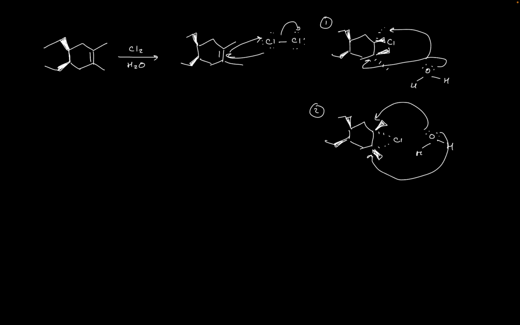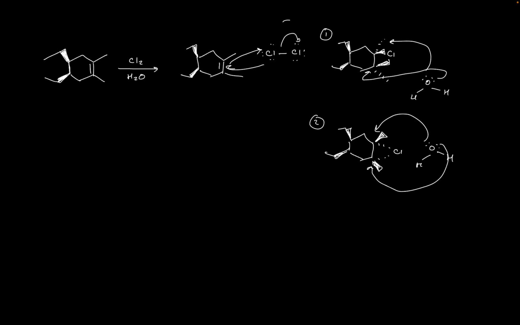So our first product, I'm going to call this product 1 in purple, is going to be our original molecule here. And since OH is attacking here, it's going to attack from the bottom. It's going to push this methyl group up. It's going to become an OH. It's going to push these electrons off. So the Cl is going to exist here, and this methyl is going to still be going down.